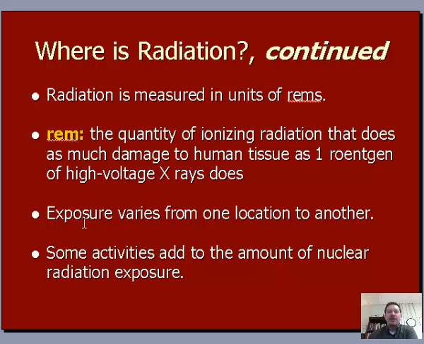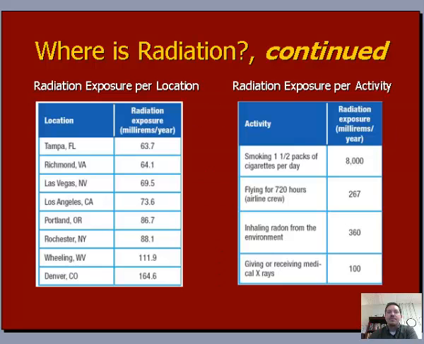Exposure varies from one location to another. Some activities add to the amount of nuclear radiation exposure. So we've got some different radiation charts here. Radiation exposure per location, in millirems per year. You can see that Tampa, Florida is 63, but comparing that to, say, Denver, Colorado, it is 164.